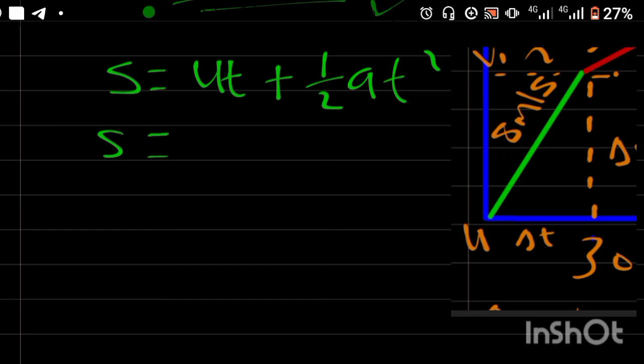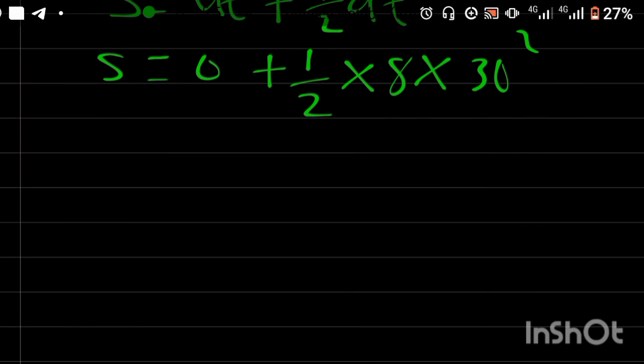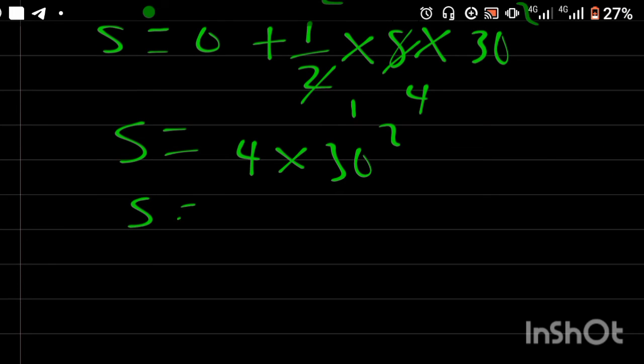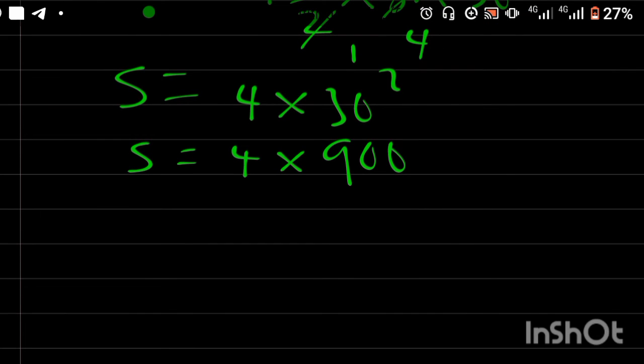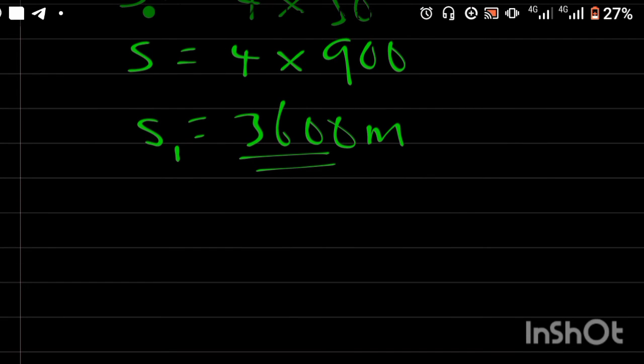S is equal to, the initial velocity is 0 because the object started from rest. So I have 0 plus 1 over 2 times the acceleration, which is 8, times the time, which is 30 seconds, 30 squared. S is equal to 4 times 30 squared, which is 4 times 900. S is equal to 3,600, as we have gotten before for the first distance under 8 meters per second square acceleration.